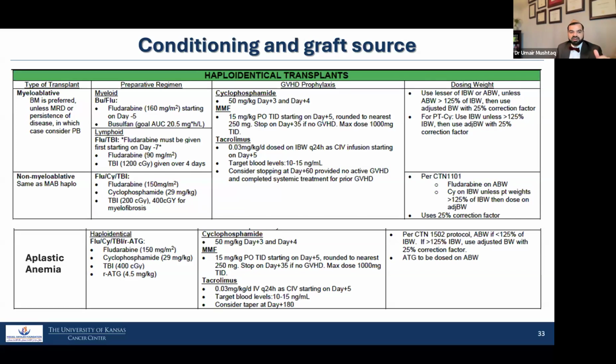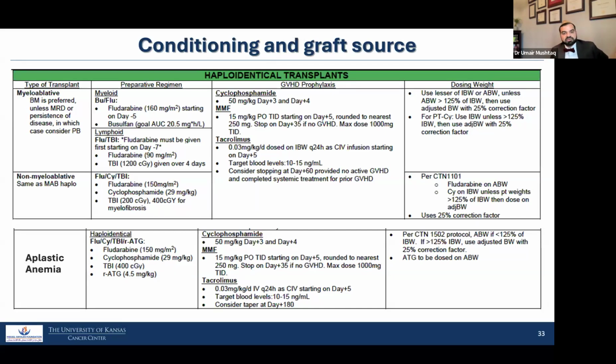And then we give the graft. For graft source, bone marrow is preferred if you're using myeloablative conditioning, the reason being less chronic graft versus host disease primarily. But if you have access to peripheral blood and that's easier for you, that can be used as well. Data is comparable. GVHD prophylaxis, as we said, is cyclophosphamide, 50 milligram per kilo, day 3 and day 4.